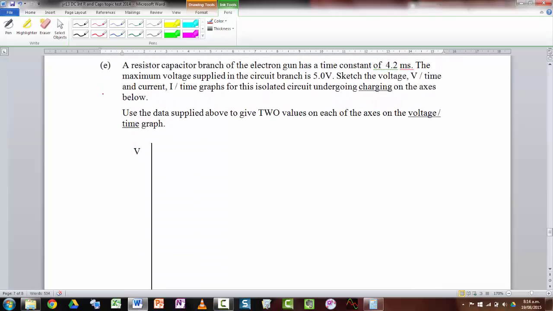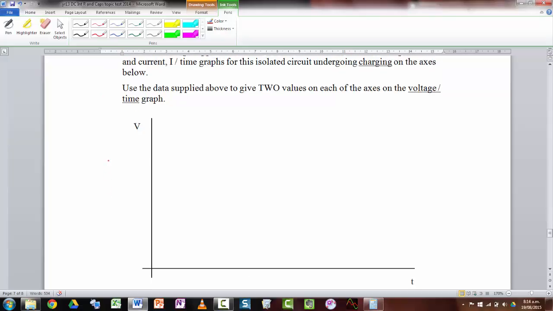Okay, a resistor-capacitor branch of the electron gun has a time constant of 4.2 milliseconds. The maximum voltage supplied in the circuit is 5 volts. Sketch the voltage V versus time and current versus time graph. Use the data supplied above to give two values on each of the axes on the voltage time graph.